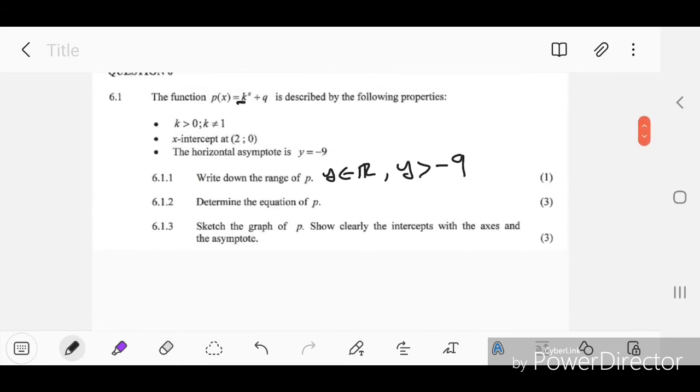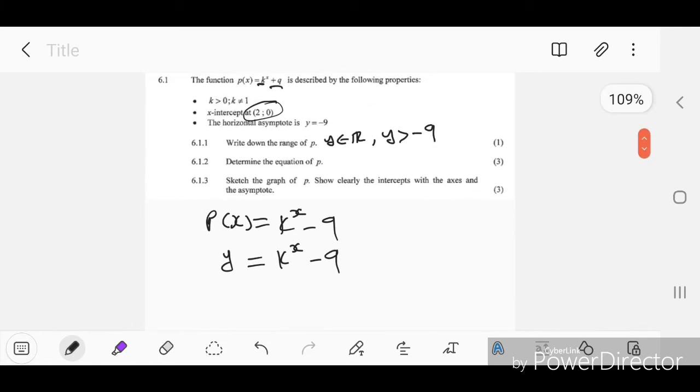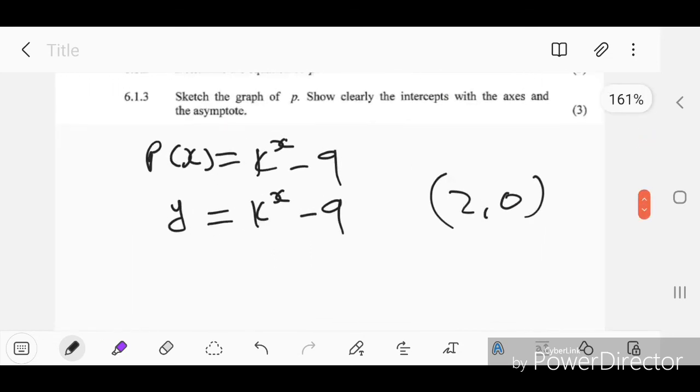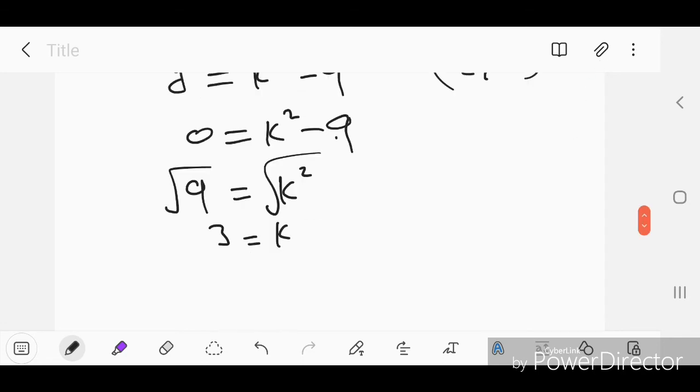Okay, so now write down the equation. Okay, it's fine. So p of x, which is y, equals k to the x, plus our q, we already know that it's minus 9. So we have a point on the function. We substitute on x and y, because remember p of x is the same as y, so that we can find k. So we have 2 for x, and on y we put 0, then k to the power 2 minus 9. So now this 9 comes to the other side, it's going to be 9. Then this is k squared. Divide. So now my k will be equal to 3.